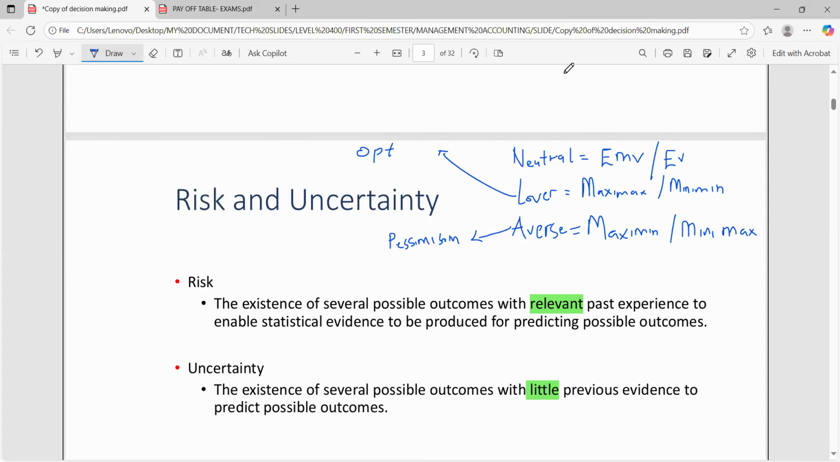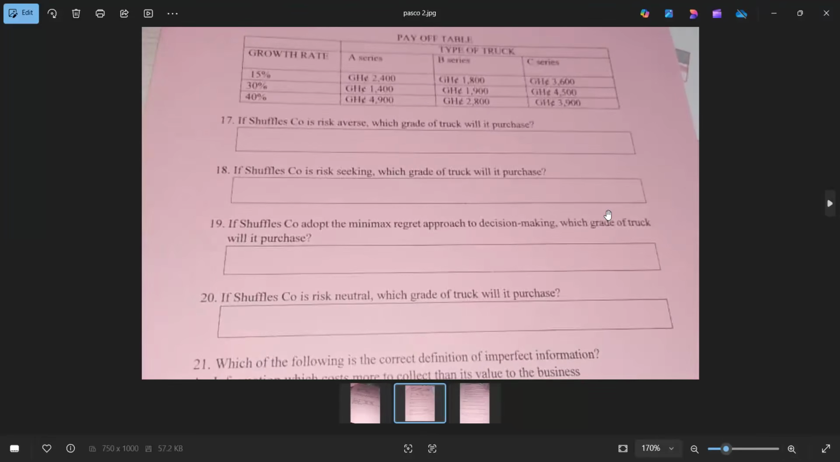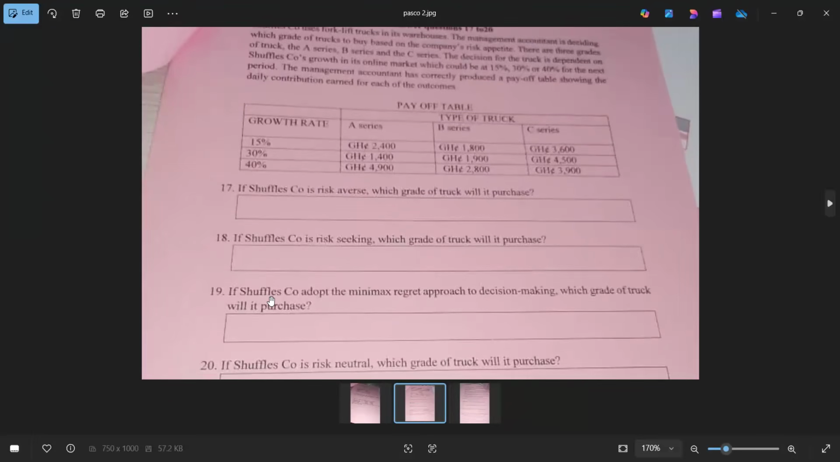Why? Look at this question before us. One of your questions your seniors wrote. You see, the question was not straight. The only place it was straight was that if Shuffle Co adopt a minimax regret approach to decision making, you know it is minimax regret, meaning that we first need to determine the regret before we come and determine the minimax. But look at something like this. If Shuffle Co is risk averse, which grade of track will it purchase?